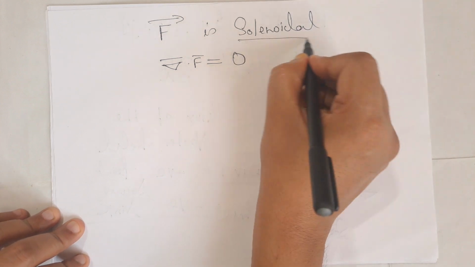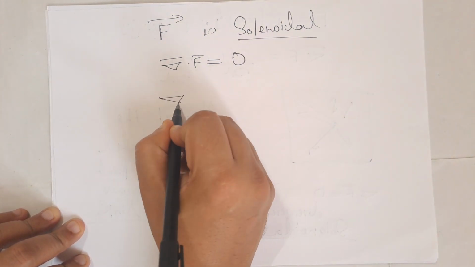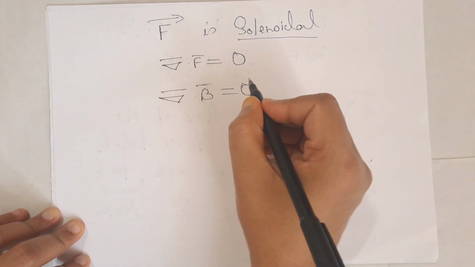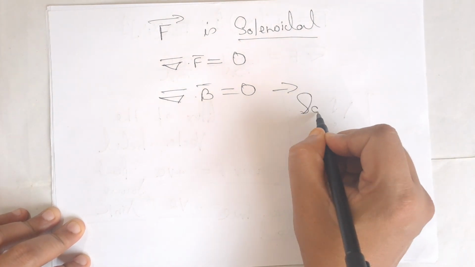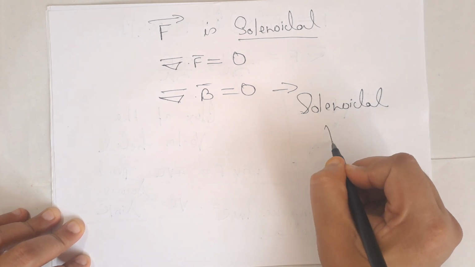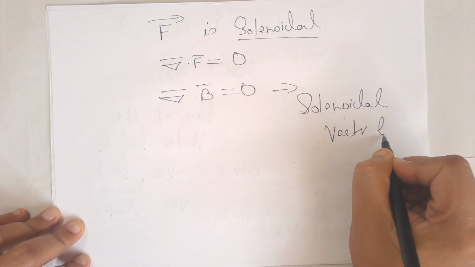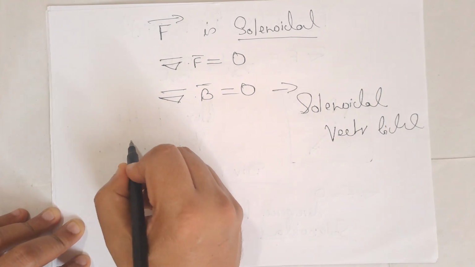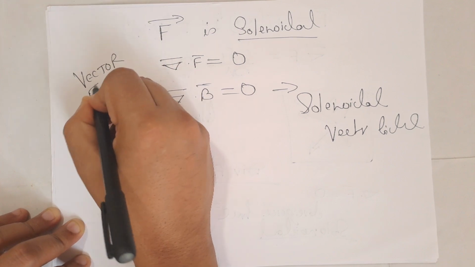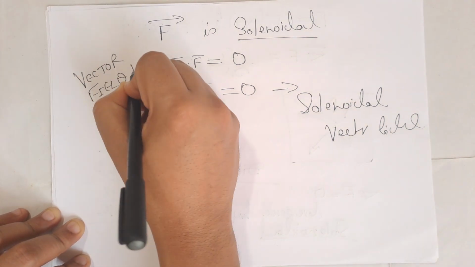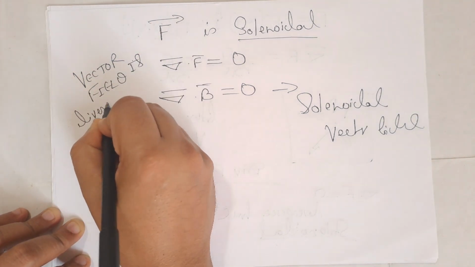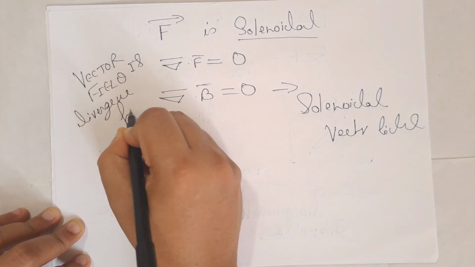An example of a solenoidal vector field is the magnetic field. Divergence of the magnetic field is 0, and this is an example of a solenoidal vector field. It also means that the vector field is divergence free.